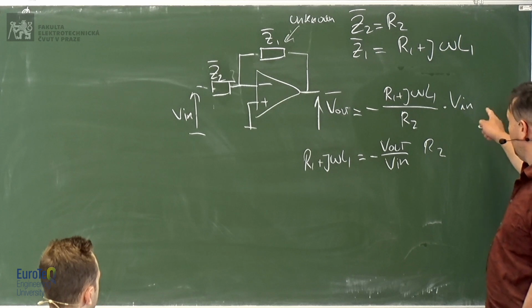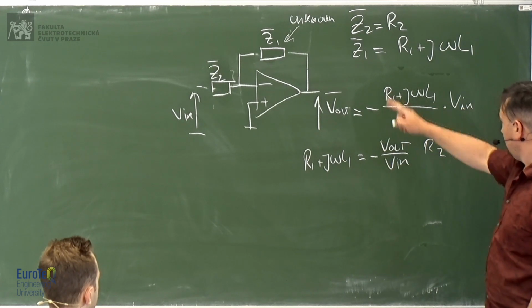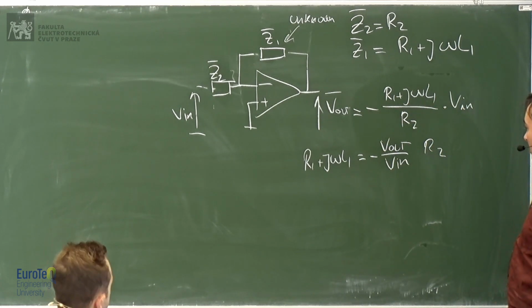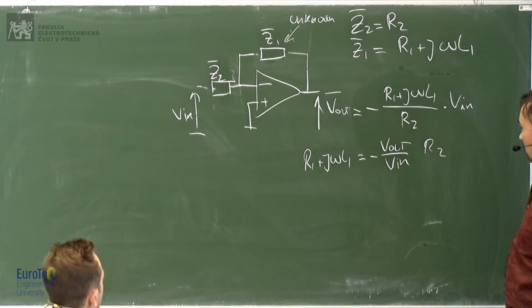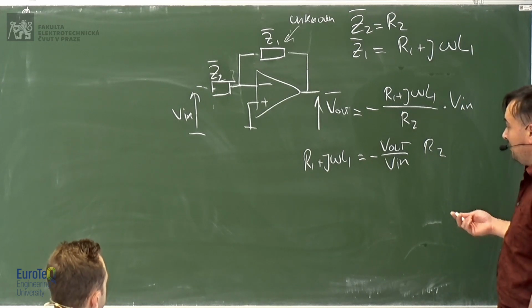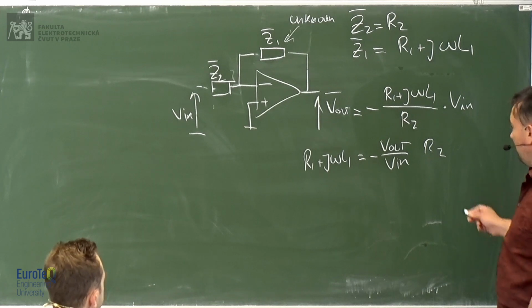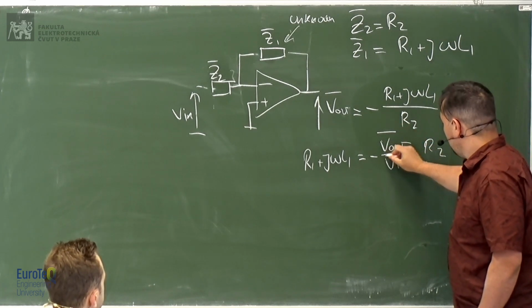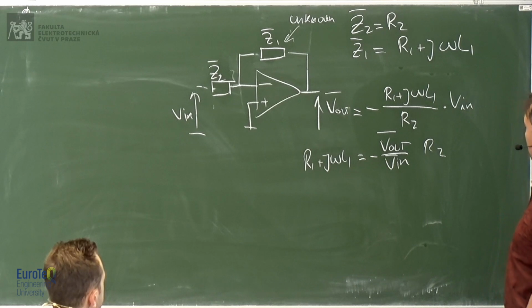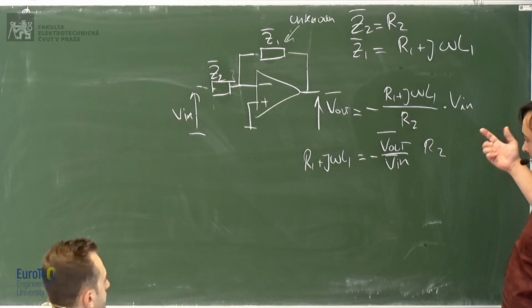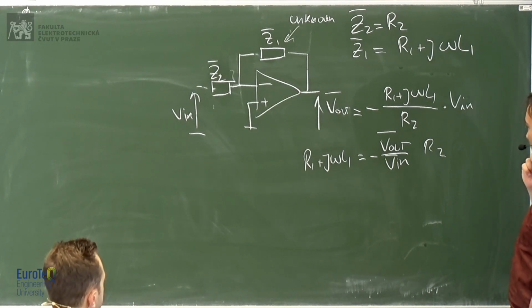Wait a second. Okay. Now, oh no, we don't know R1, but it doesn't matter because, oh, I forgot. These are vectors. Okay, they are complex numbers because they are phasors.